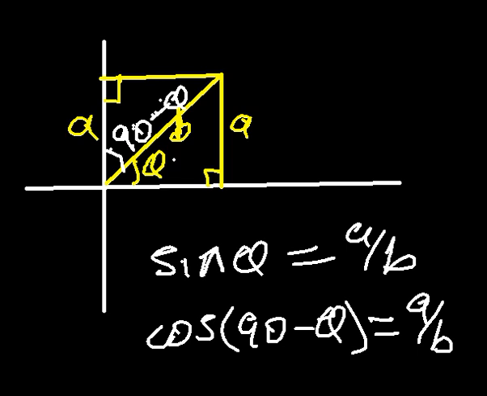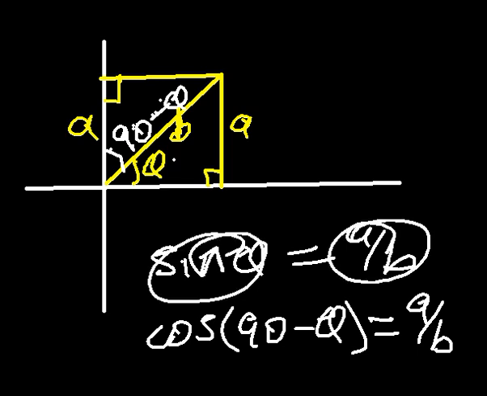As you can see, at the end of the day, you should understand that sin theta is equal to A over B, and cos of 90 degrees minus theta is the same, A over B.